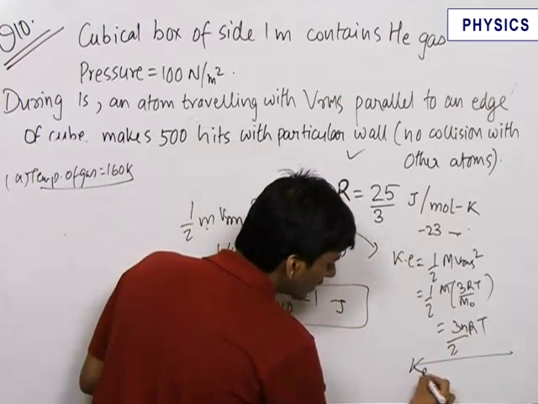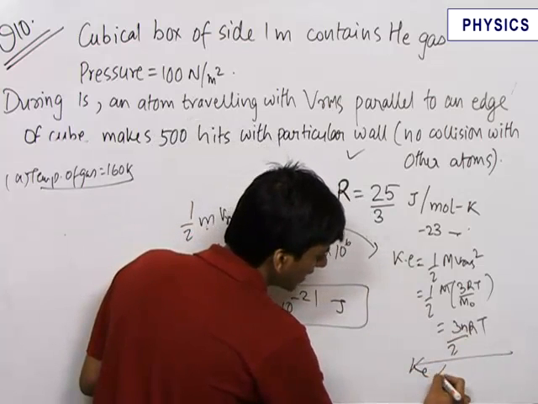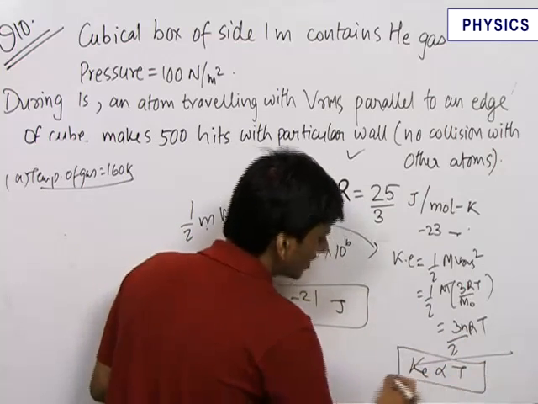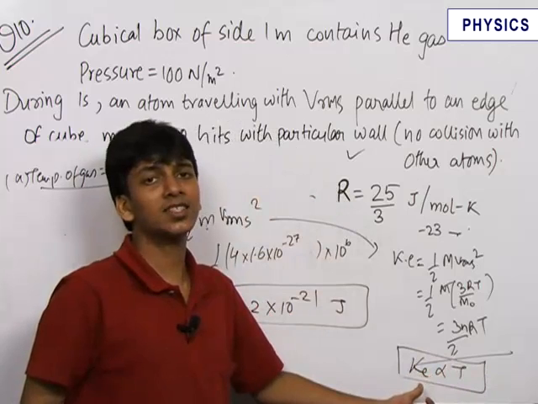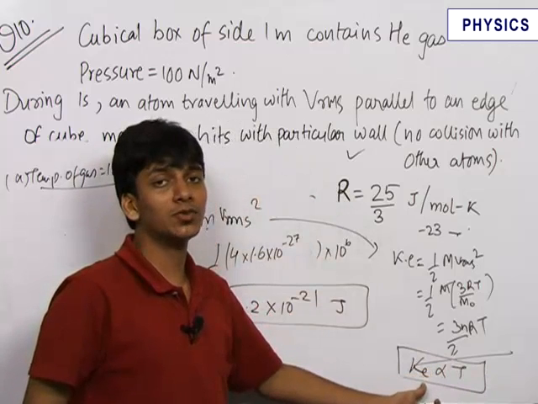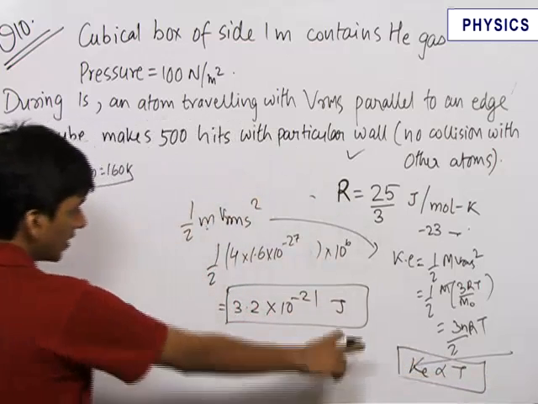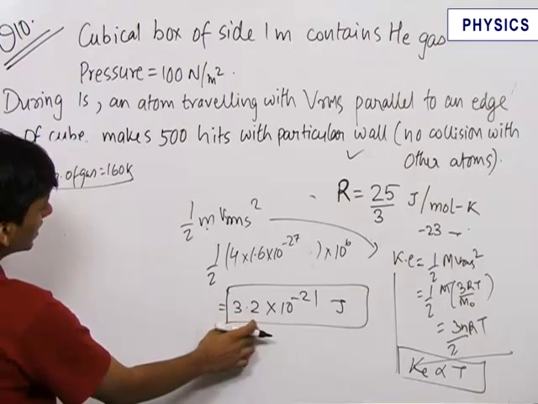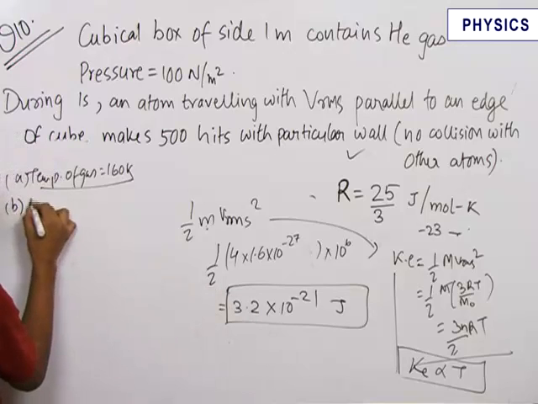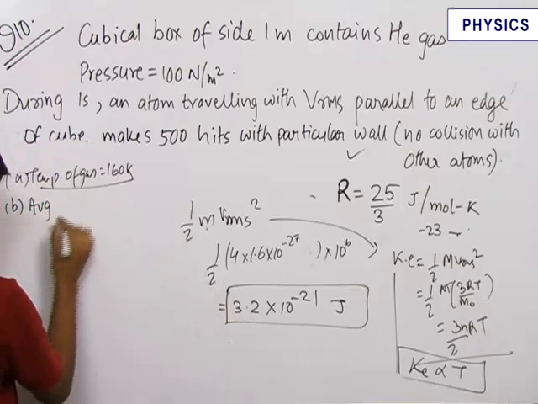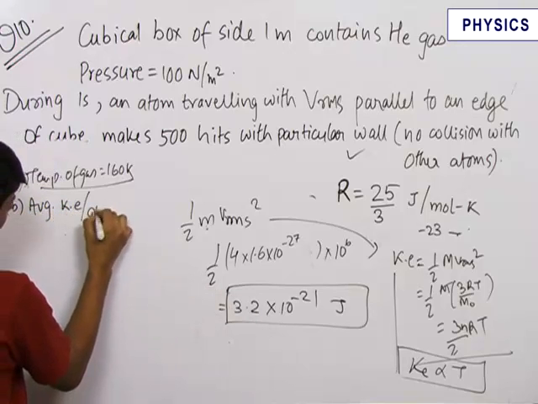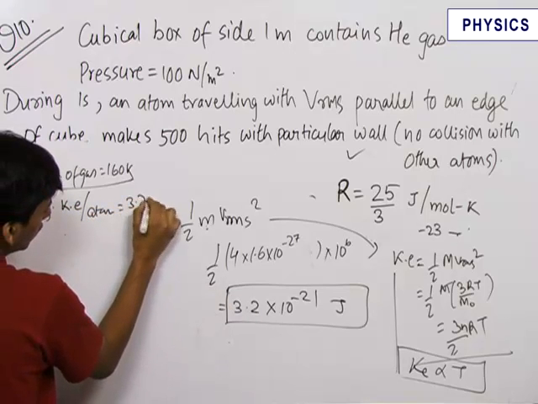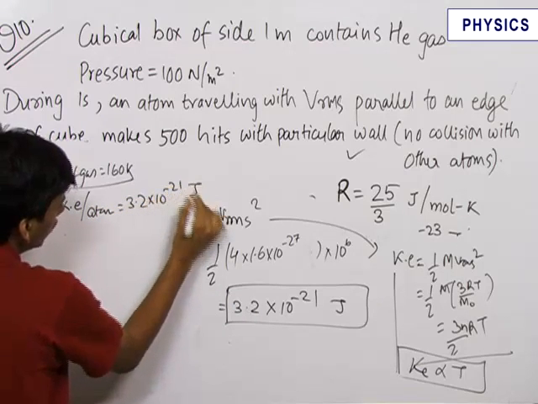So we see that the total translational kinetic energy of a gas is directly proportional to the temperature. That means if the temperature of an ideal gas is fixed, then the kinetic energy of the gas will be fixed, and vice versa. This is an important thing which you should note for other questions. So the final answer for average kinetic energy per atom comes out to be 3.2 into 10 raised to minus 21 joules.